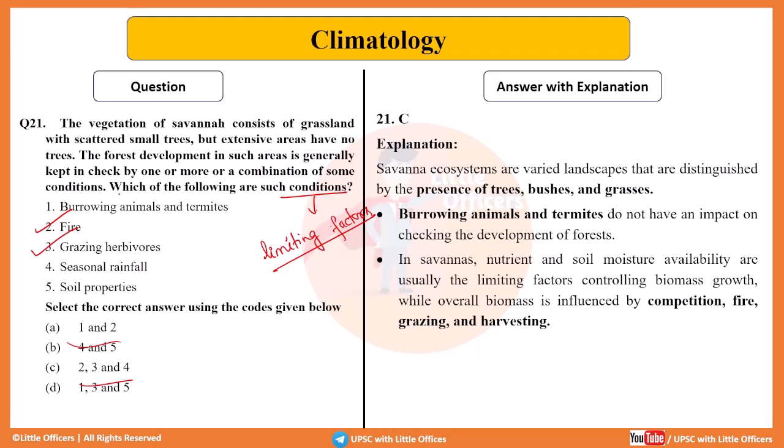Burrowing animals and termites is not going to be a limiting factor. Rather, it could help in soil aeration and promote the growth. Okay, and of course soil properties, but in savannas you don't get much variety of soils. And seasonal rainfall is one of the reasons. Like savanna, during the rainy season it becomes a lush green pasture, and during the summer season all of a sudden it turns golden wheat color. And it loses that lush look. So this is because of the seasonal variation in the rainfall. So 2, 3, 4 is the right answer.